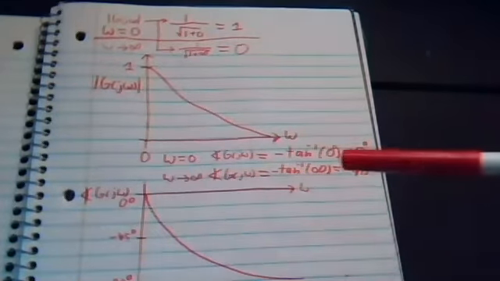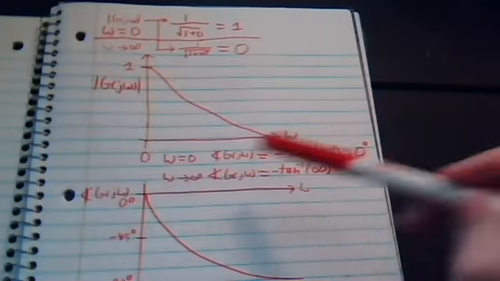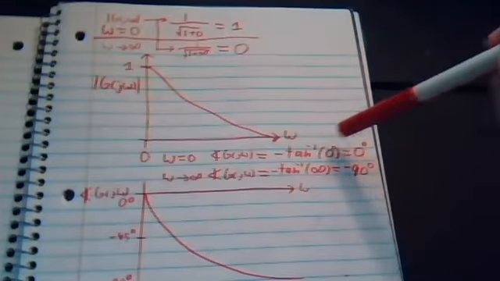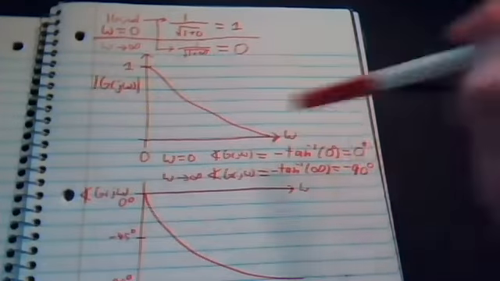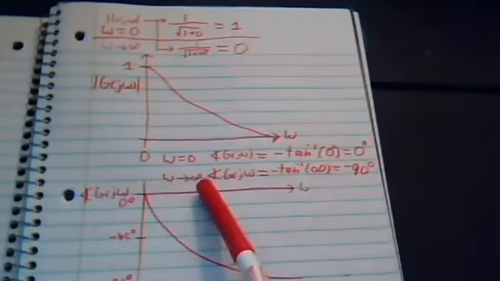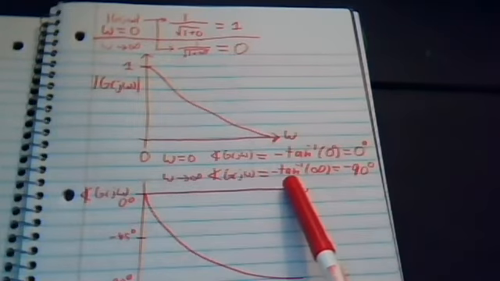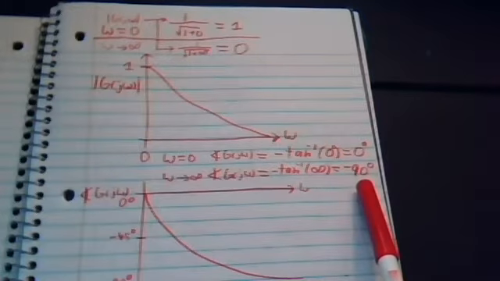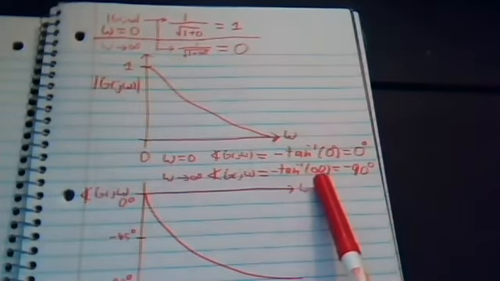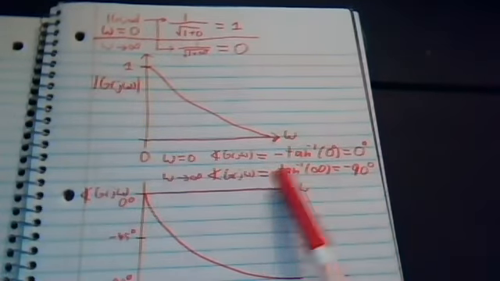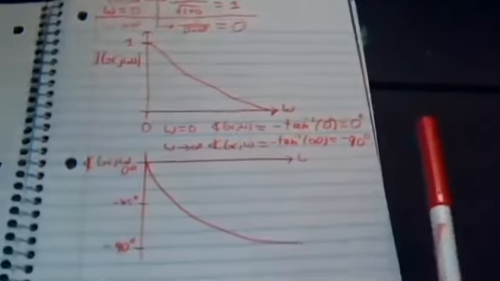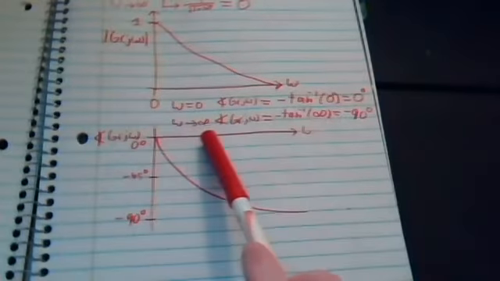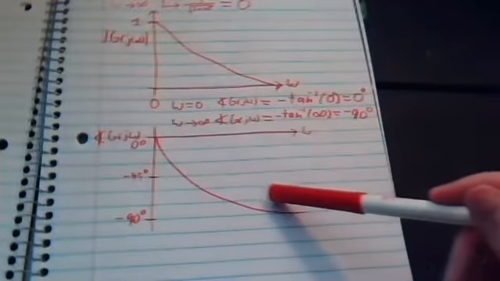Similarly, with the phase, if we look at the equation and plug in 0, it's going to provide negative tan inverse of 0, which will result in 0 degrees. And if we plug in omega approaching infinity, we're going to get negative tan inverse of infinity, which is the same thing as negative 90 degrees, because tangent inverse of infinity is 90, so it's negative 90. So this is varying from 0 to negative 90 as omega is increasing.